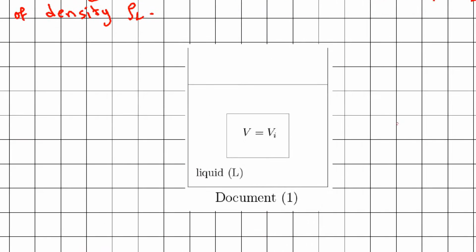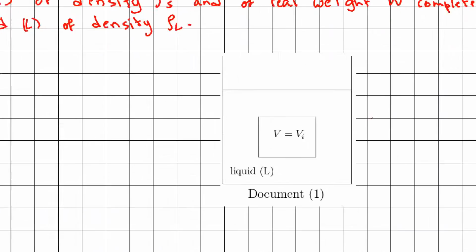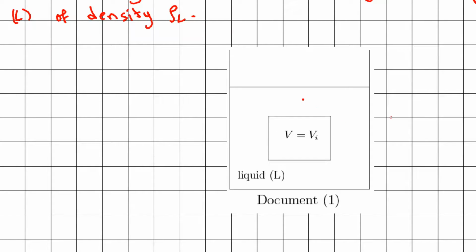Now the moment we immerse this solid S into the liquid and we leave it alone, we expect that this solid will either float at the surface of the liquid like this, or float inside the liquid like this, or it will sink to the bottom of the container like this. And how do we know which will happen? This depends on the comparison between the densities of the solid and the liquid.